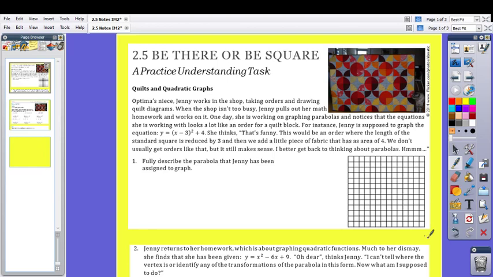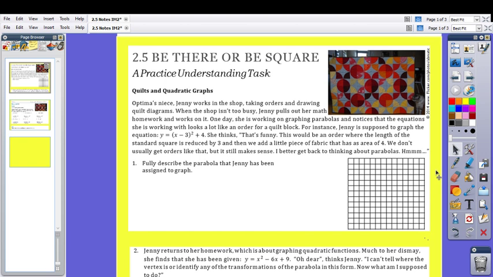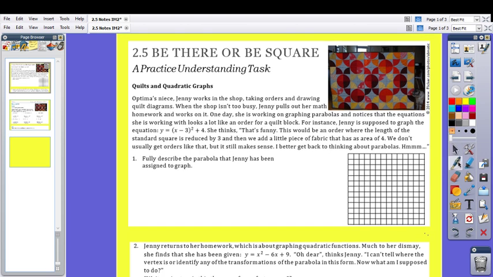All right, students, let's do our 2.5. In that, we will be graphing the quadratic functions, but we will be changing them from standard form to vertex form because without doing that, it's pretty much not possible to graph them.